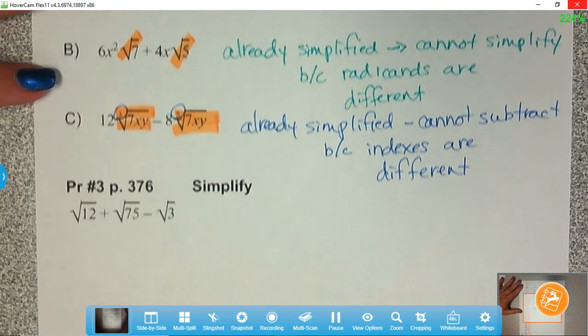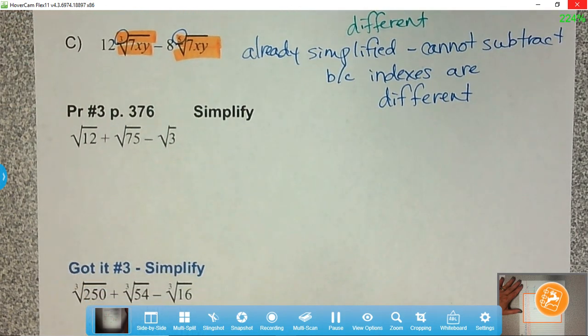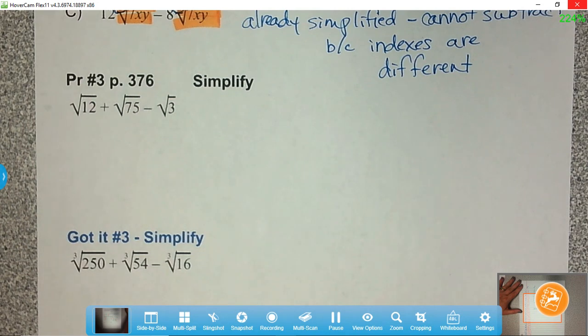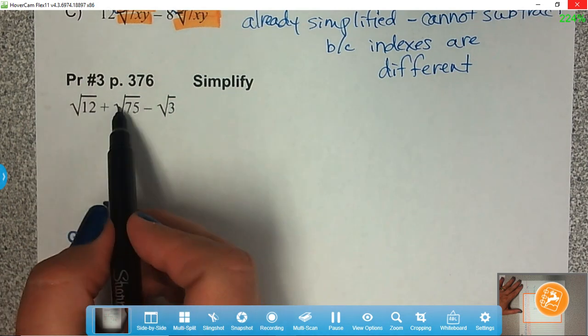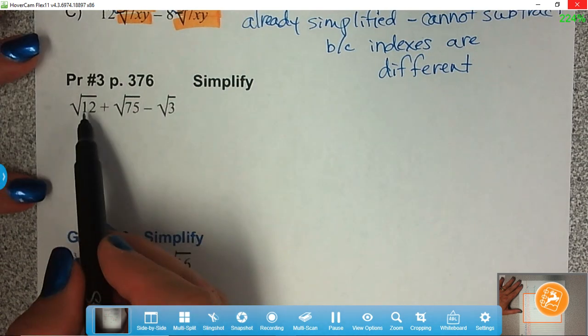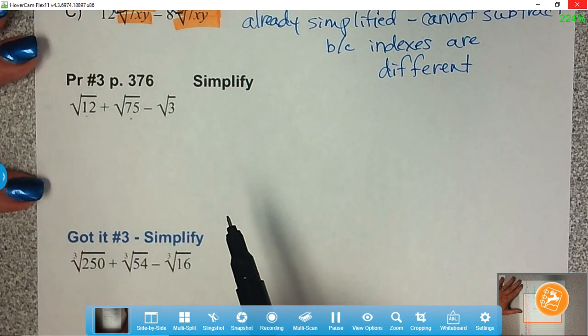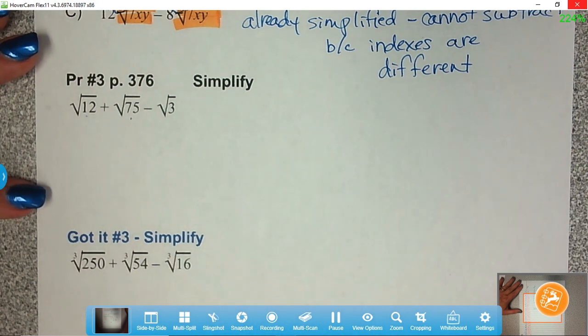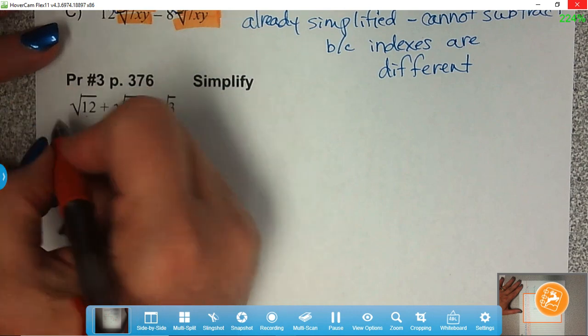Now, let's go ahead down to problem 3. If they ask me to simplify that, well, I look at it and they are all square roots, but all of the radicands are different. So at first glance, you look at this and say, oh, there's no way, you can't add these. But each of these radicals can be simplified. So we need to do that before we make any decisions.